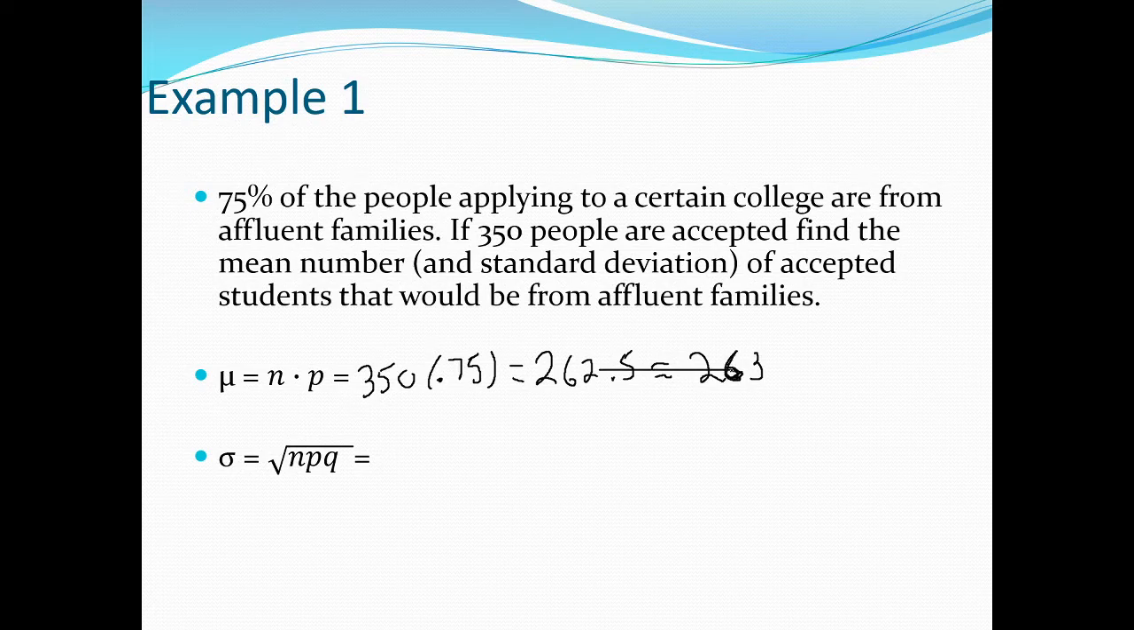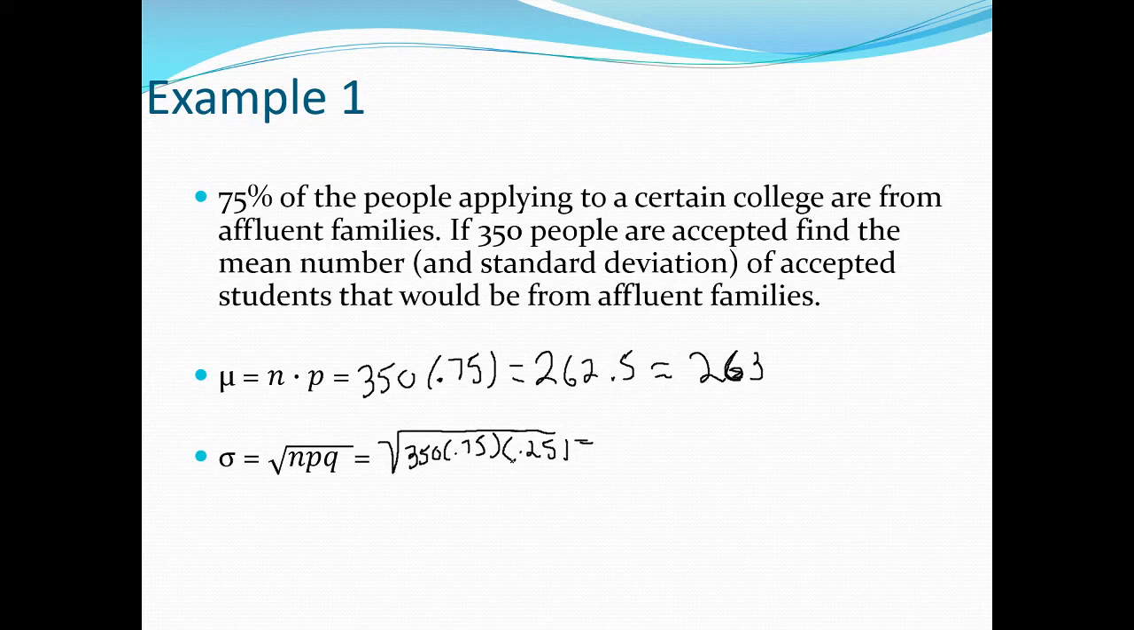So to get the average value, you don't have to take all the probabilities times all their values and then add them together. It's just number of trials times chance of success, and that's your average value. To get the standard deviation, you do almost the same thing, except you square root the number of trials times the chance of success times the chance of failure, and that will give you your deviation.